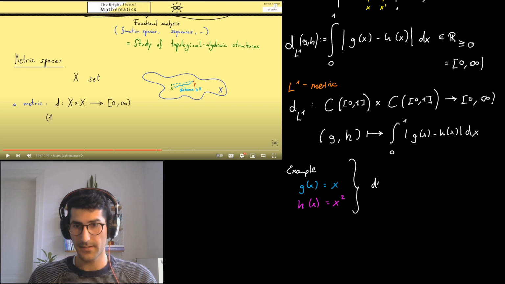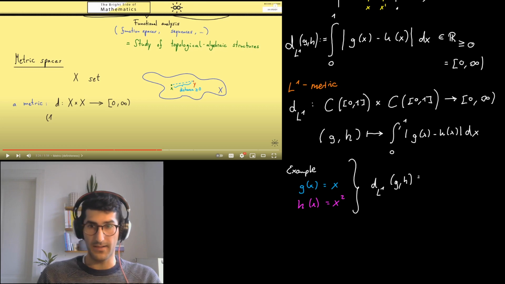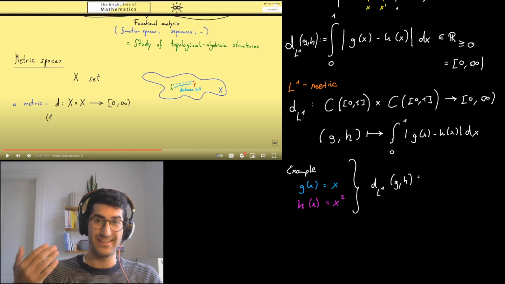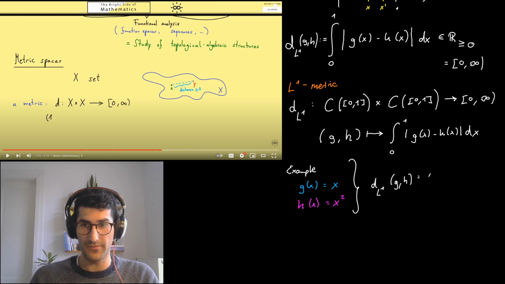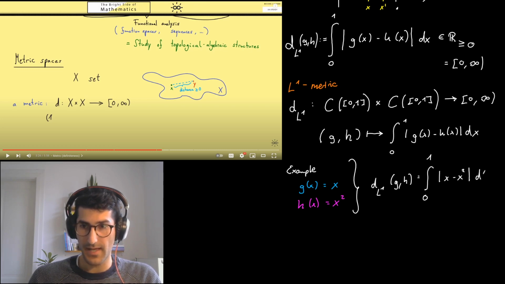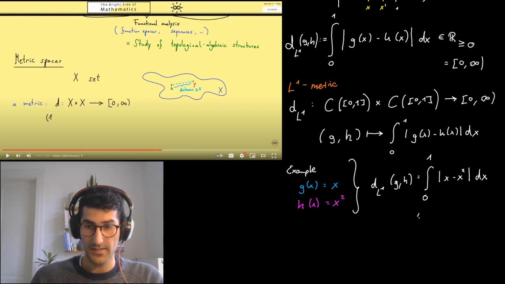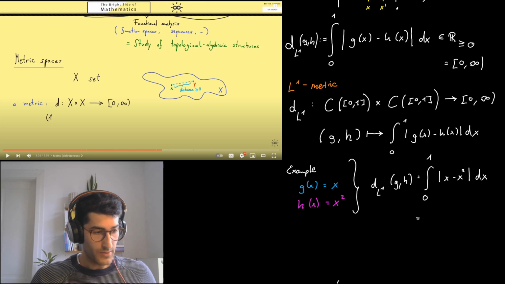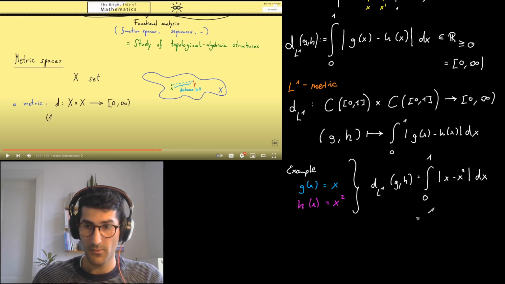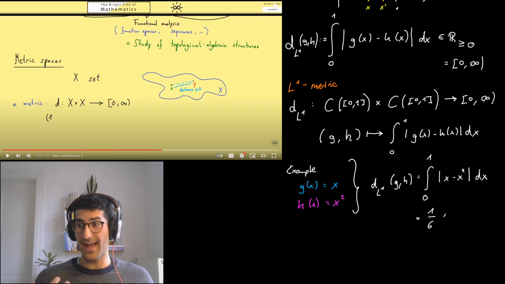In this case, the L1 distance of g and h will be, per definition, the integral from 0 to 1 of the absolute values. So plugging in the definitions that we chose here, what we would need to calculate would be the integral from 0 to 1 of x minus x squared dx. This is an easy exercise, and what you should get as a result would be 1 over 6.